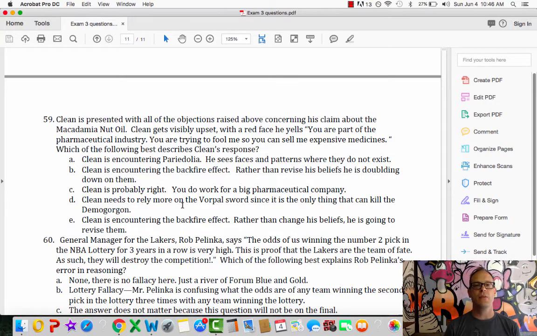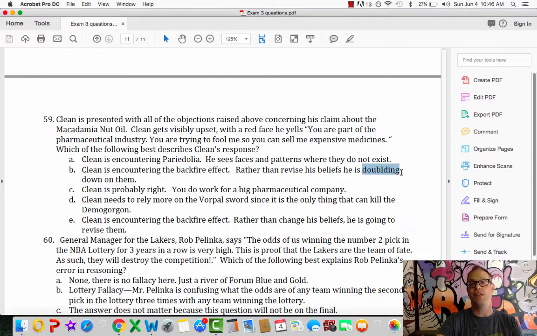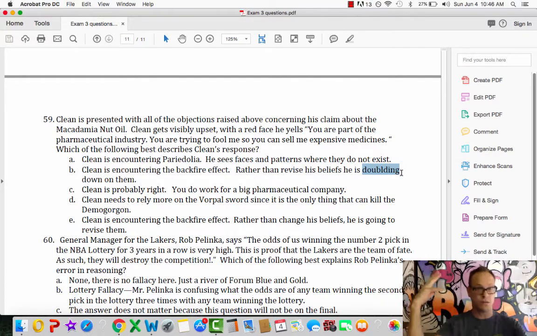A, Clean is encountering pareidolia. He sees faces and patterns where they do not exist. B, Clean is encountering the backfire effect. Rather than revise his beliefs, he's doubling down on them. Double ding. Double ding. There's doubling and then there's double ding. And if it's a double ding, y'all better look out.